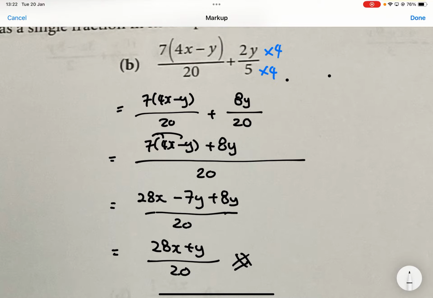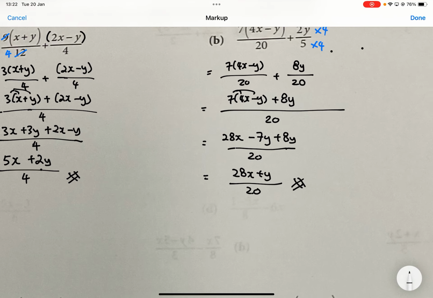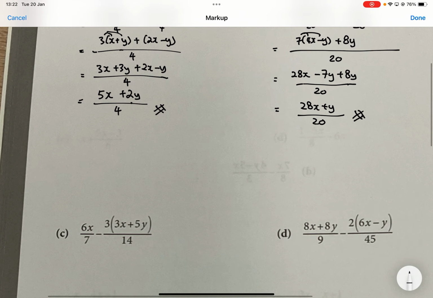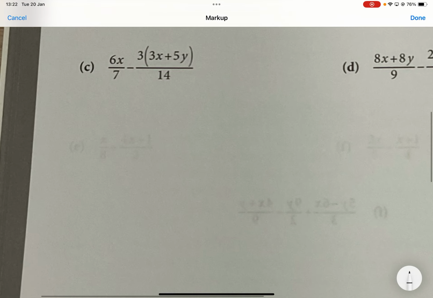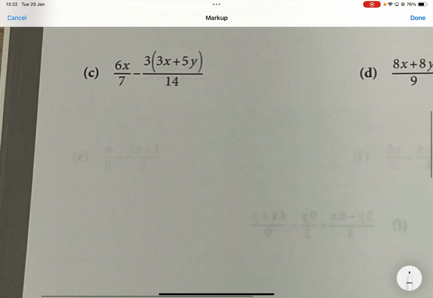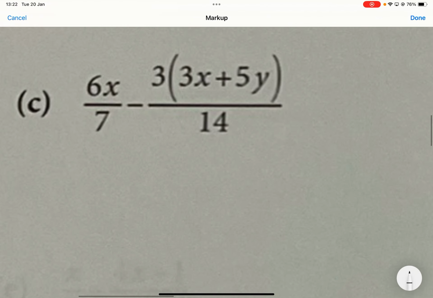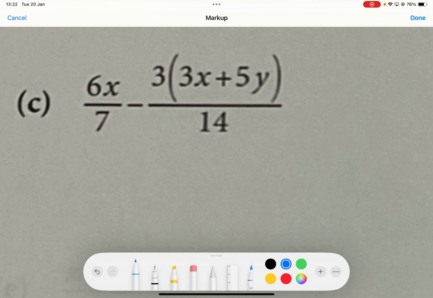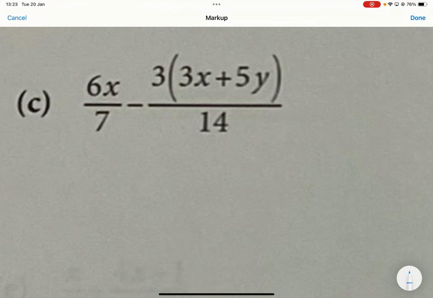Okay, we move on. Those who haven't caught up yet, go back and refer to the video. We have to move a bit faster. Okay, the next one is more likely to come out. Part C is more likely to come out because it is minus. So, same: just find the common denominator first.